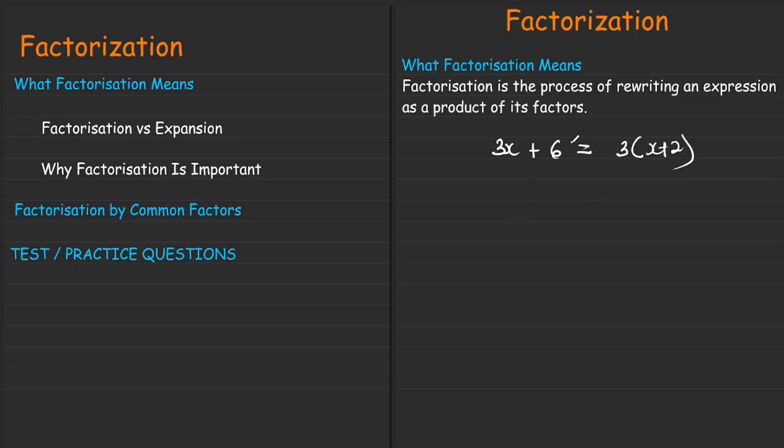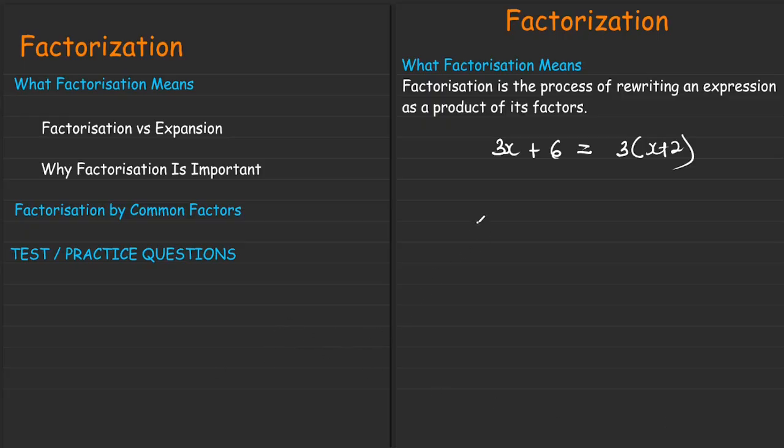So as you can see, this here represents a sum of two terms. This, on the other hand, represents what? A product of two terms. We just wrote this as a product of its factors, and that is what we call factorization. Now, you should know that factorization and expansion are opposite processes. So what factorization does, expansion undoes, and what expansion does, factorization will also undo.